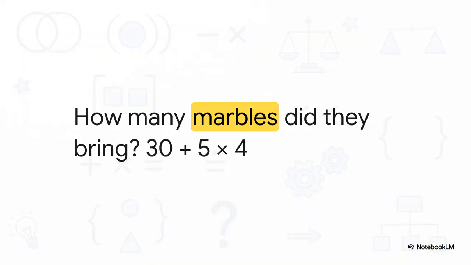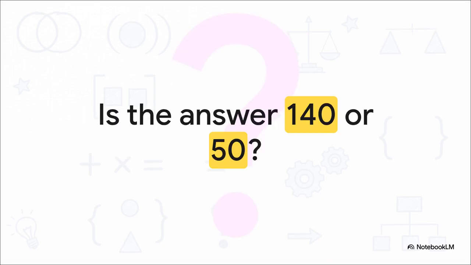Context obviously helps a ton, right? But what happens when an expression lacks that story? For example, someone named Malesh wrote this expression to calculate the total marbles he and his friend Arun brought to the playground. 30 plus 5 times 4. I mean, it seems simple enough. Well, Malesh's friend Purna calculated 140.